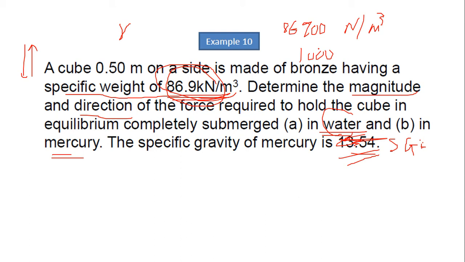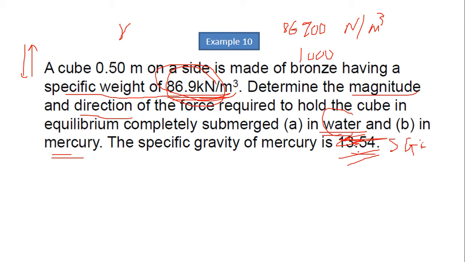So they say determine the magnitude of the force required to hold the cube in equilibrium submerged. It means it stays, right? So we must have a force that opposes it, right? That means the force direction is going upward. Yes, that is what I said: from this question you can already determine whether the force needs to be upward or downward, because the density is larger than the density of the fluid. That means we need a force to oppose it so that it remains submerged.